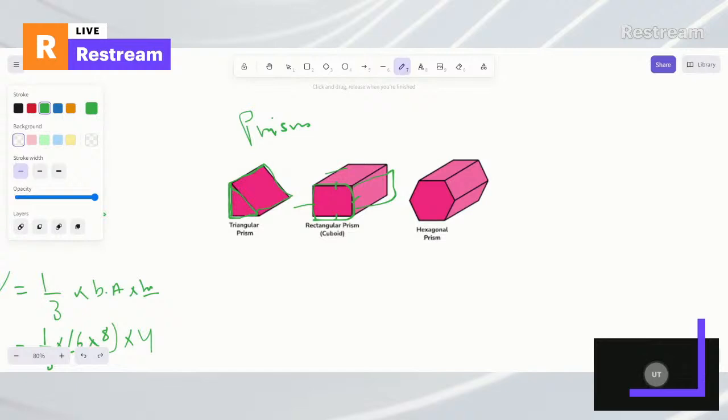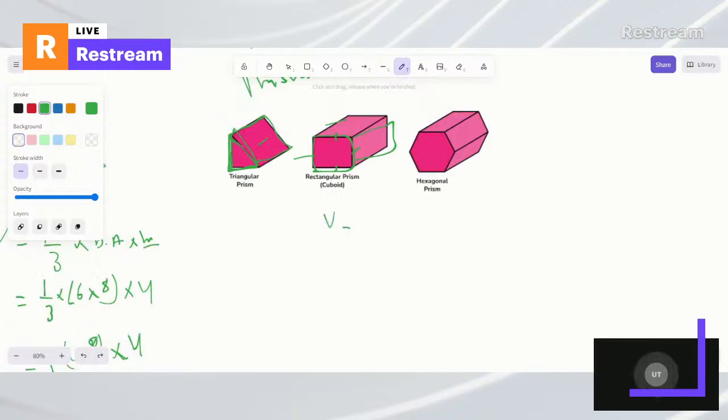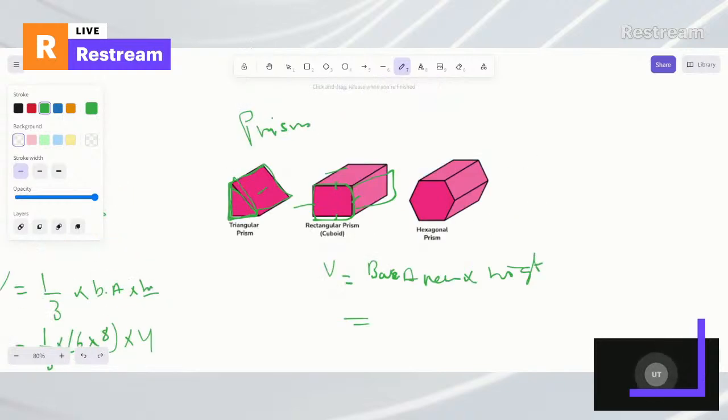Now as you can see, this is a triangle, right? A triangle has three sides, so there are going to be three rectangles associated with it. Now finding the volume of the shape is pretty much the same. What we need to do is find the base area, and then multiply it with the height. So for a triangular base prism, we need to find the base area of the triangle, and then multiply it with the height.